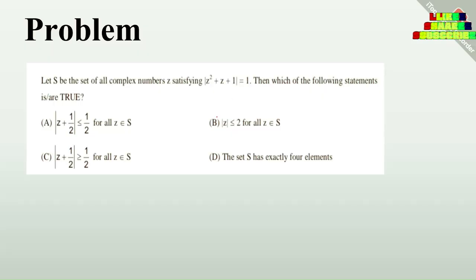So we have given problem that let S be the set of all complex numbers Z satisfying modulus of Z square plus Z plus 1 is equal to 1. Then we have to check all the correct statements from these four options. So let's start solving this problem. We have given mod of Z square plus Z plus 1 is equal to 1.